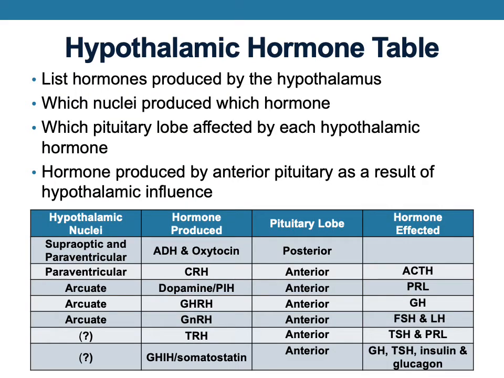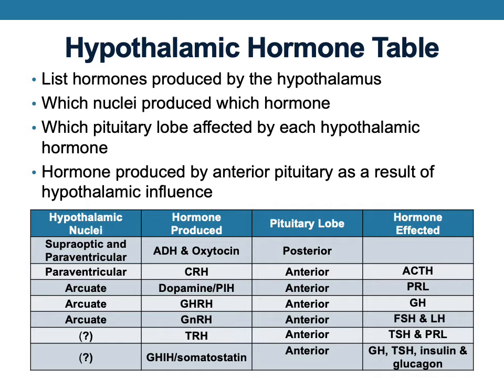Here I've created a table listing the hypothalamic nuclei, the hormones they produce, the posterior lobe affected by those hormones, and the hormones produced by the anterior pituitary under the influence of the hypothalamic hormones. The supraoptic and paraventricular nuclei produce antidiuretic hormone and oxytocin. It's not clear which one of those nuclei produces which one of those hormones, so I'll always pair them together. These hormones then travel to the posterior lobe of the pituitary gland, where they are stored until it's time for the release.